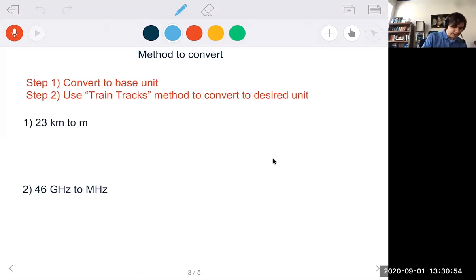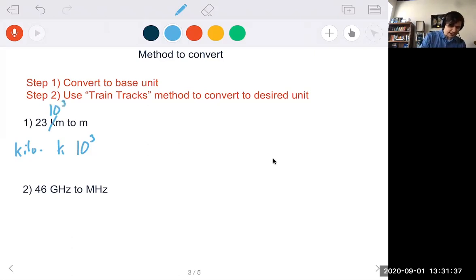And notice that kilo, K, is 10 to the third of something. So the first step I want you to do is convert to the base unit. And the easiest way to do that is, the base unit for distance is the meter. So we want to go from kilometers to meters in this case. So we're only going to have to do step 1 here. And just go ahead, what does this K mean? And actually just write it out. It means 10 to the third.